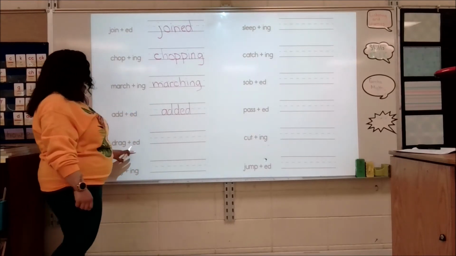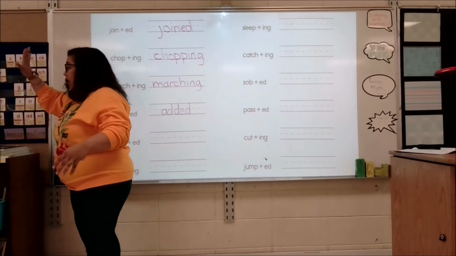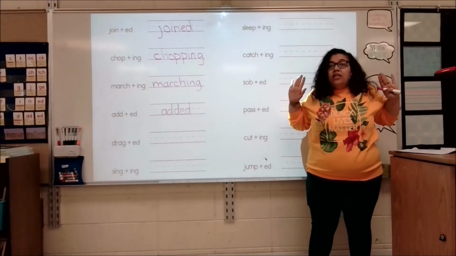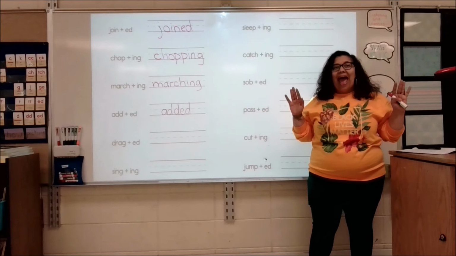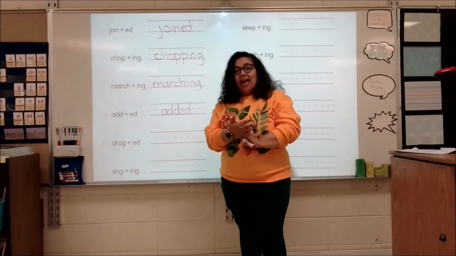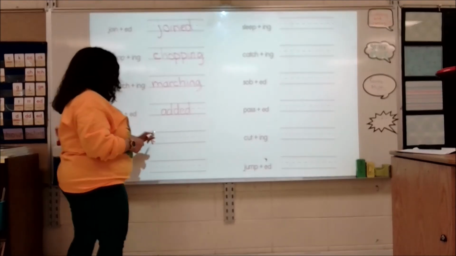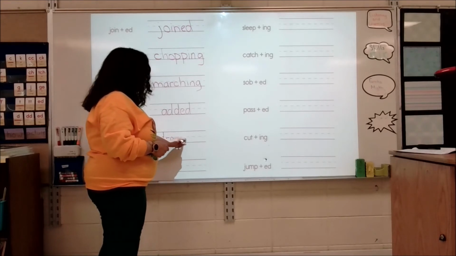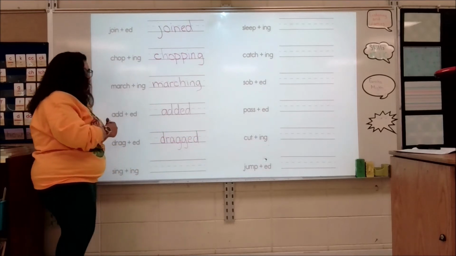All right. Drag plus ed. Say something is really, really heavy and you want to get it from here to there. Drag it over. And now you're done. You did it. So you dragged the bag. Well, what's the vowel sound in the verb drag? The short a sound. So in order to add the ed, to say this event occurred, I need to double that final letter. Good job. Dragged. All right, one more.